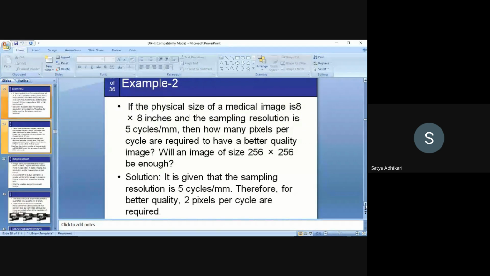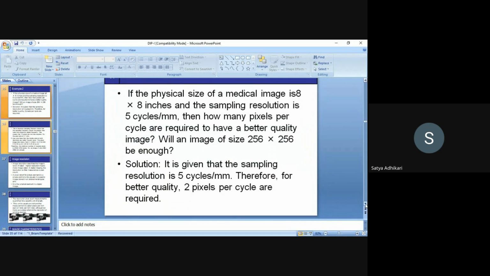Another question is added there. An additional question: the sampling resolution is 5 cycles per mm. How many pixels per cycle are required to have a better quality image? The solution is 5 cycles. Therefore, for better quality, 2 pixels per cycle are required. But my question is, will an image of size 256 into 256 be enough?